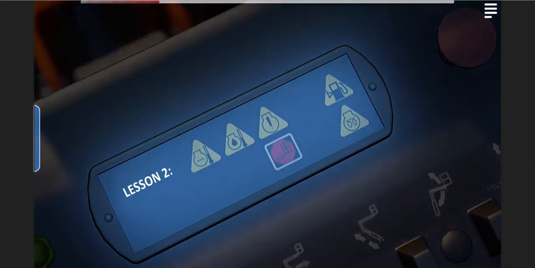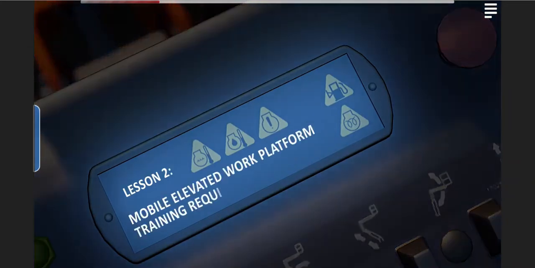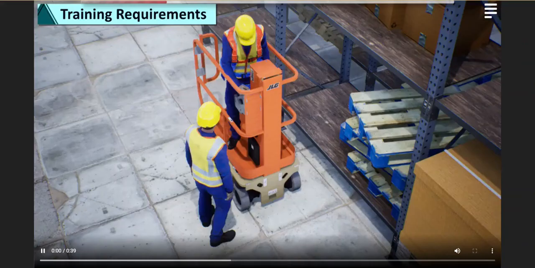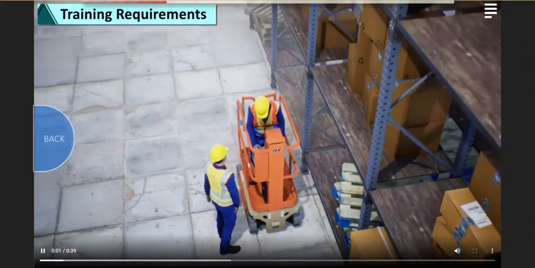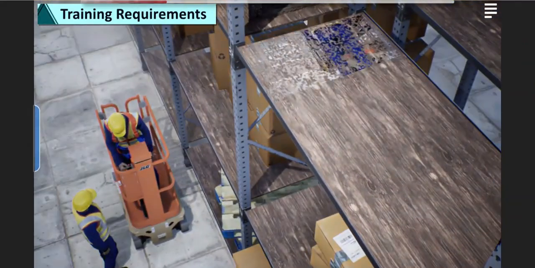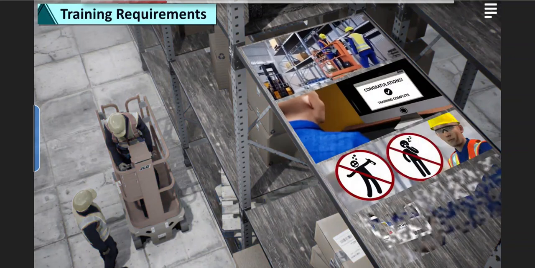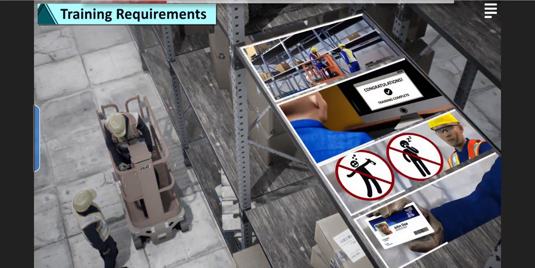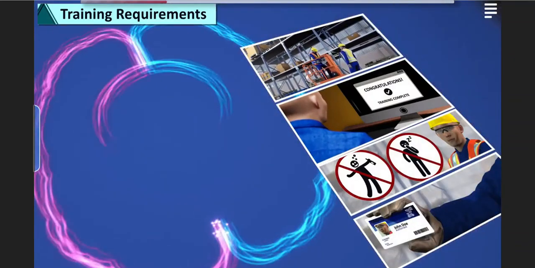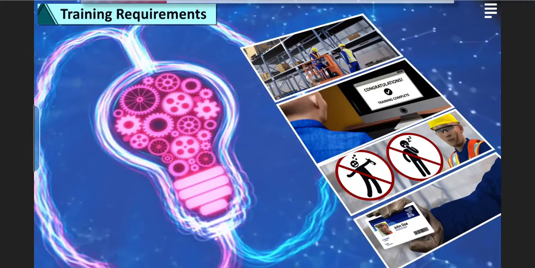Lesson 2. Mobile Elevated Work Platform Training Requirements. Anyone operating or occupying a MEWP must be properly trained, qualified, fit, and authorized for the work they are performing. This training must be presented in a manner the trainee can understand.